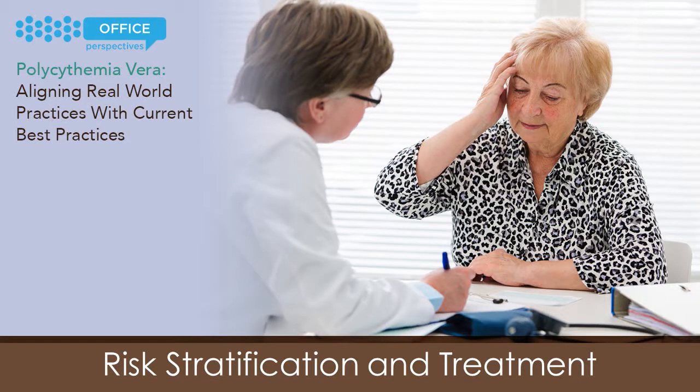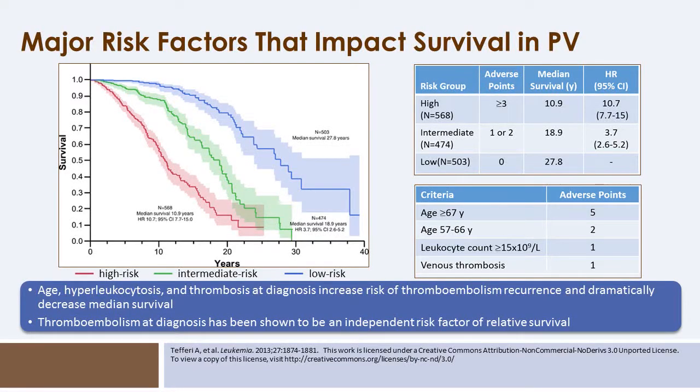Now, risk stratification and treatment for patients with polycythemia vera. So first, how do we assess risk? There have been many different analyses over the years, and one of the more recent is helpful to stratify these patients and identify, in a scoring system, the contributing factors to risk. And this was specifically around risk of thrombosis as well as risk of death.